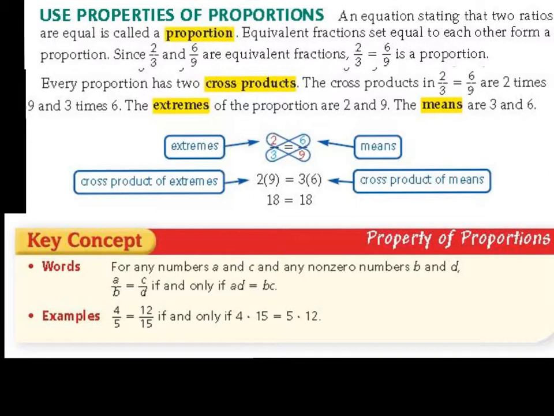For any numbers a and c, and any non-zero numbers b and d, a over b equals c over d if and only if a times d equals b times c. Remember that if and only if means the definition goes both ways. So if it's proportional, we can multiply 4 times 15, I say numerator times denominator, equals 12 times 5, numerator times denominator.